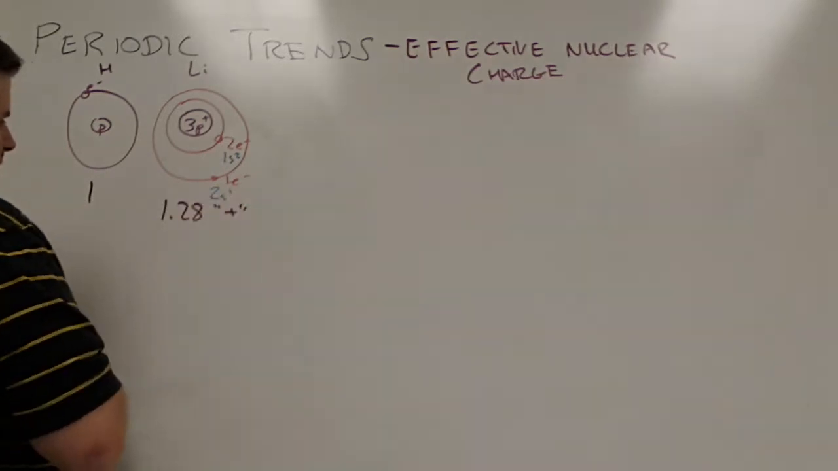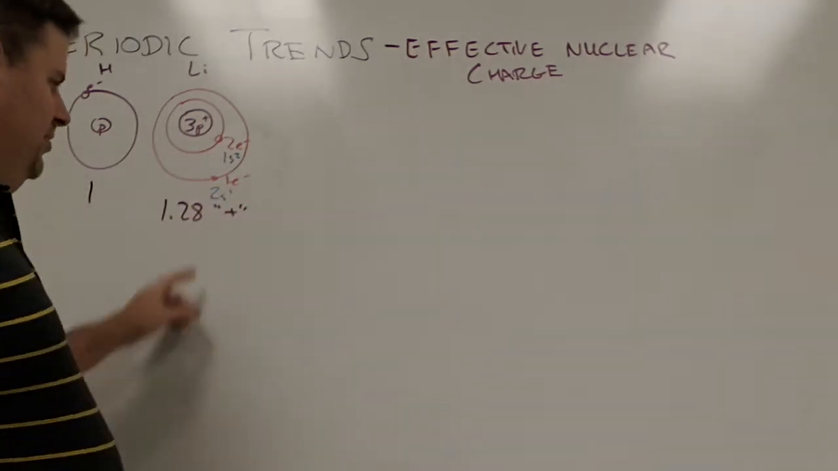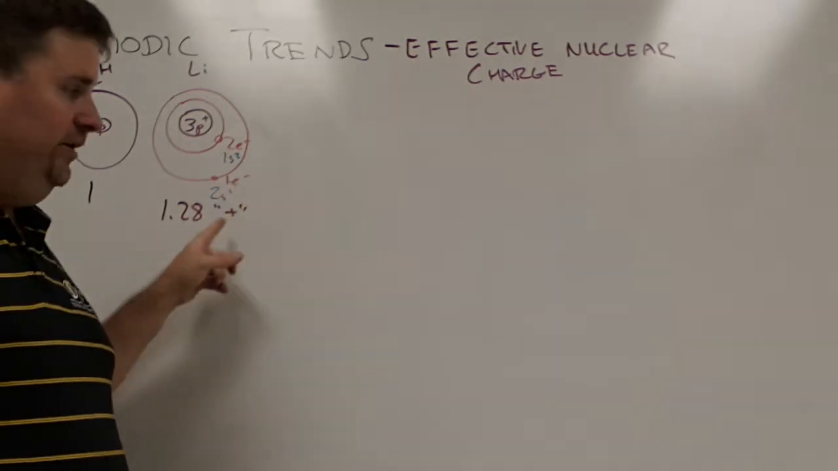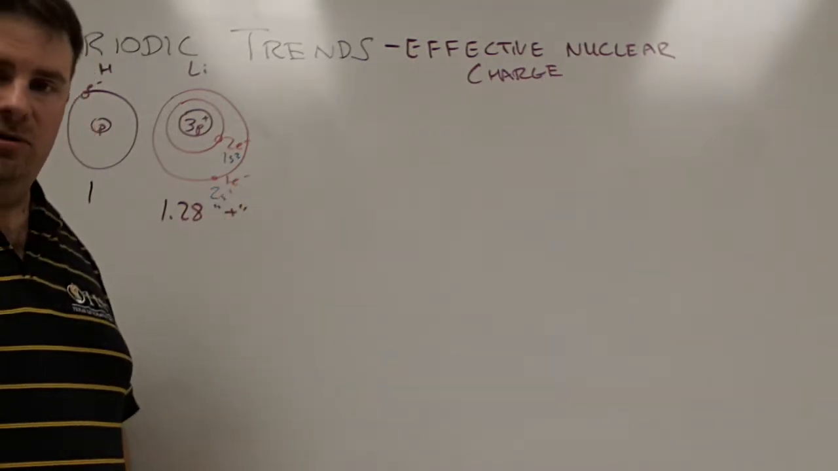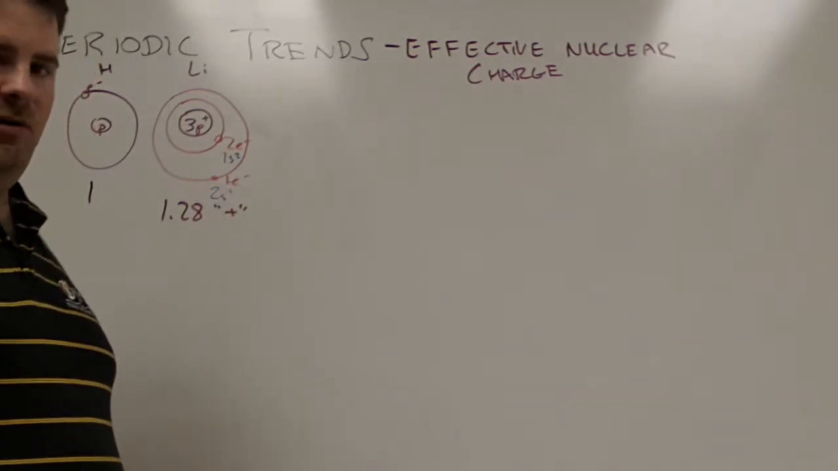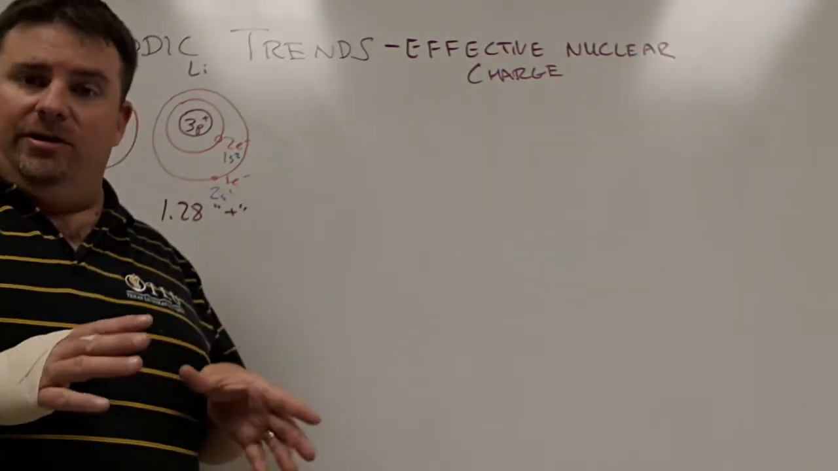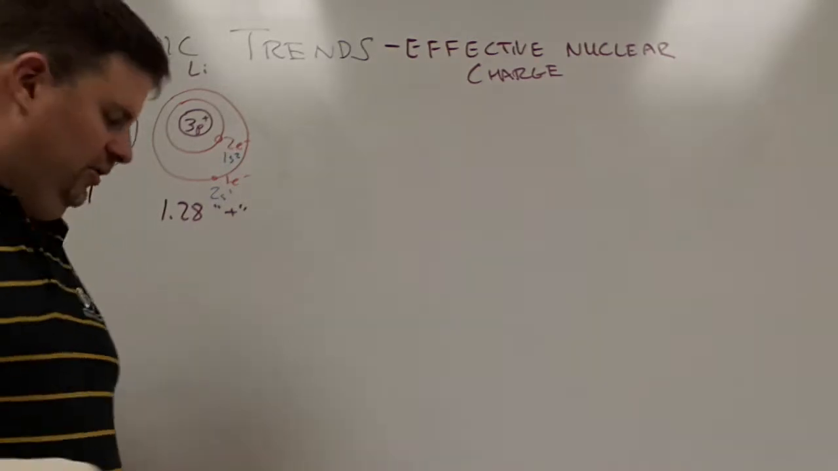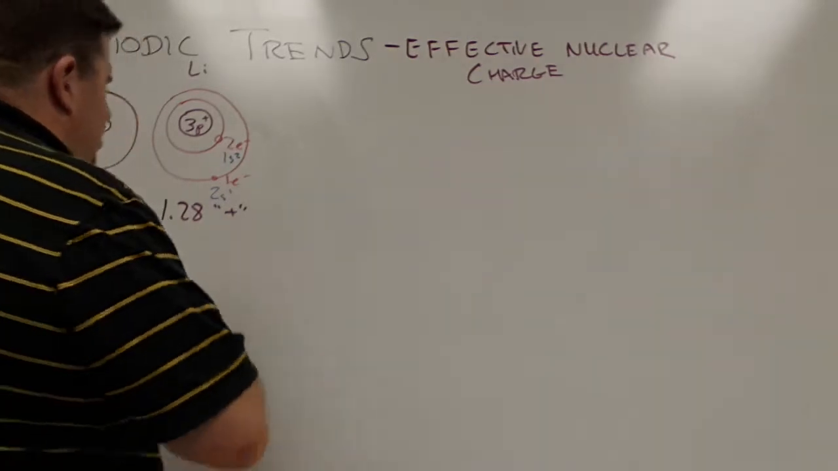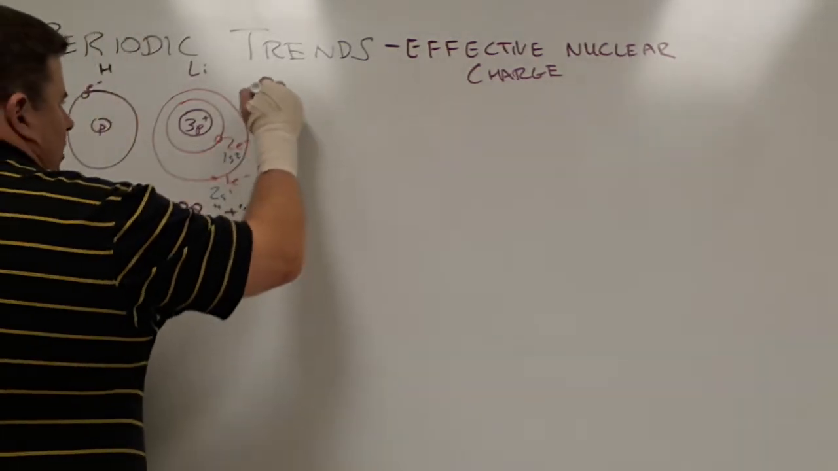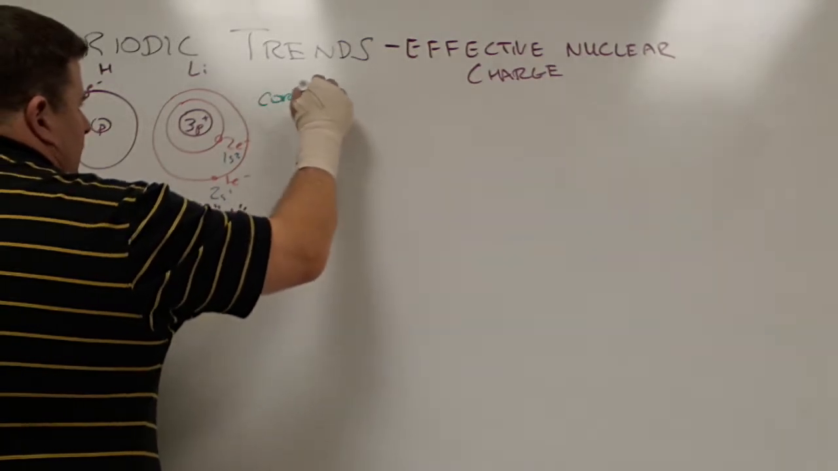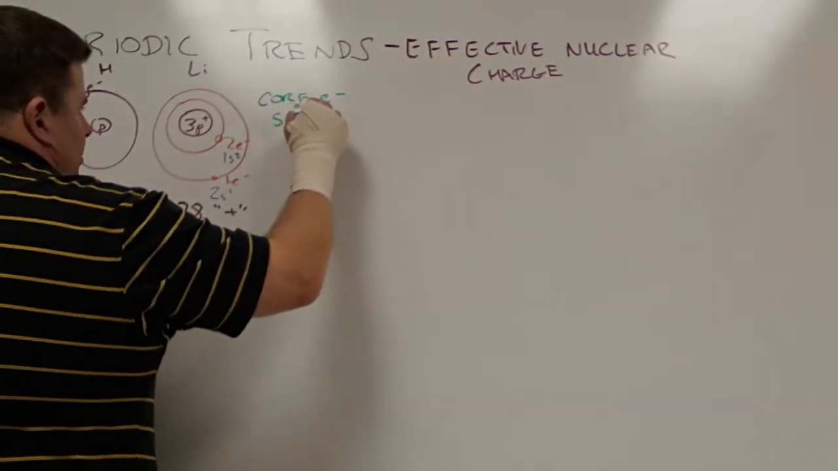As far as positive charges go, the outer shell electron only feels a pull of 1.28 protons' worth from those 3 protons. That electron is being shielded by the other 2 electrons. And that's an important term. These 2 electrons, the core electrons, shield outer electrons.